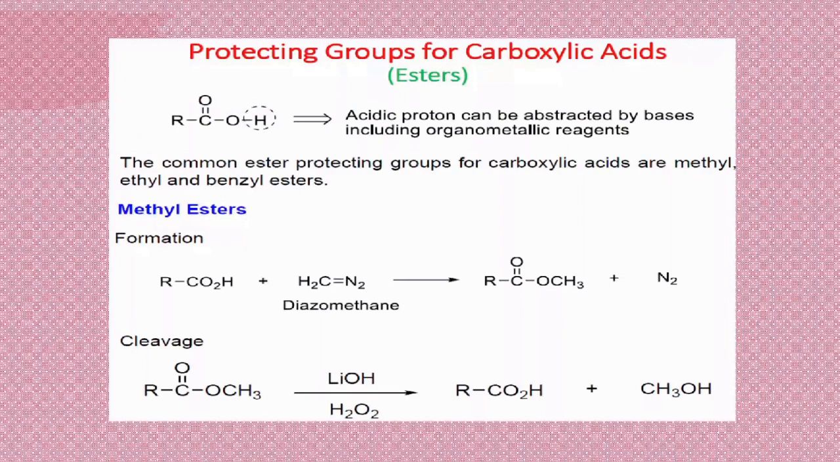And the first one is methyl esters. The carboxylic acids can be protected as methyl esters, and about the formation of methyl esters: when the carboxylic acid reacts with diazomethane, it results in the formation of methyl ester, and nitrogen is also formed. And we have already studied this diazomethane.